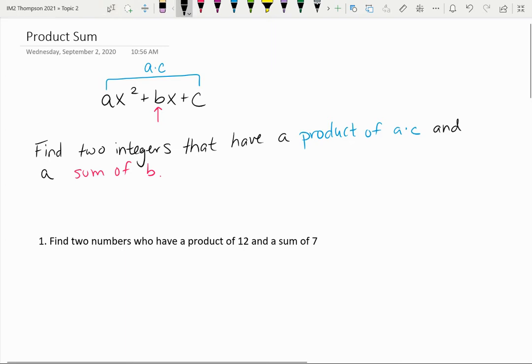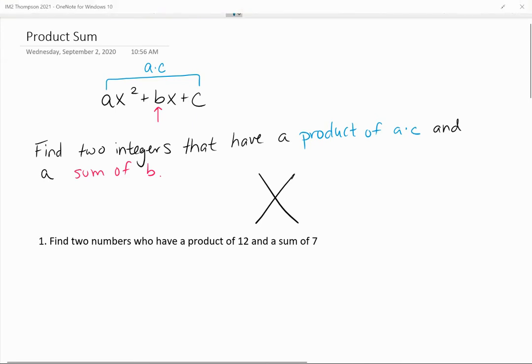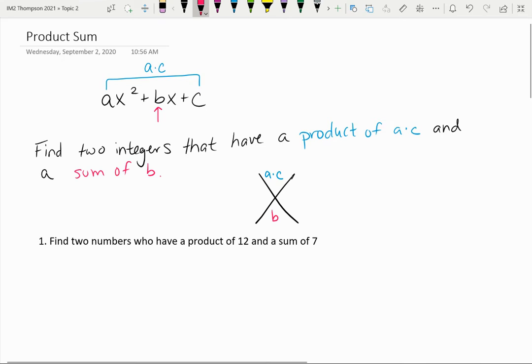Teachers sometimes use multiple different structures for how to write this. Last year, I had a lot of luck using this kind of organizer here. Students liked this, where I write the product of a times c on top and the sum on the bottom, and then I write the two numbers in these spots here.